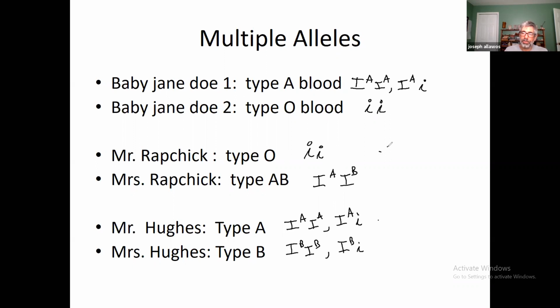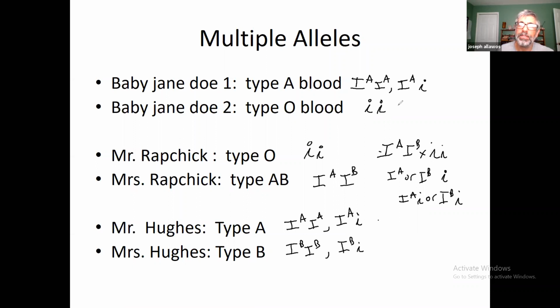If we cross an I to the A, I to the B individual with a little i, well, the type O only can donate a little i. Here we can get an I to the A or an I to the B, right? So when you fuse back together, the only blood types these parents can make are I to the A little i or I to the B little i. Interestingly enough, a type O and a type AB can't make either of those blood types back out. They can only make a type A heterozygous or a type B heterozygous because you only get one allele from each parent. Okay, so that's important to understand.